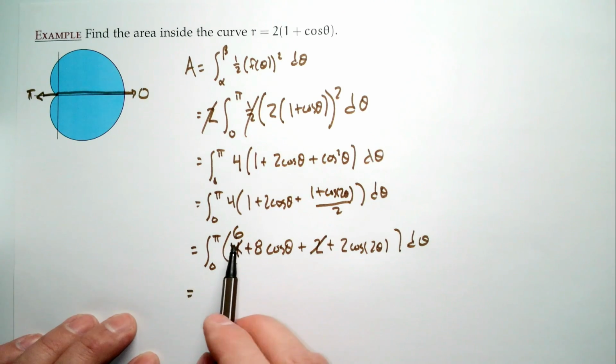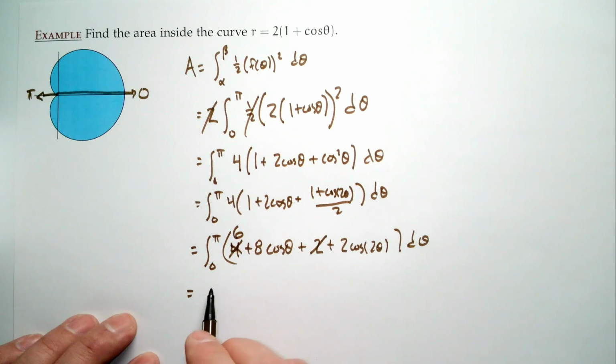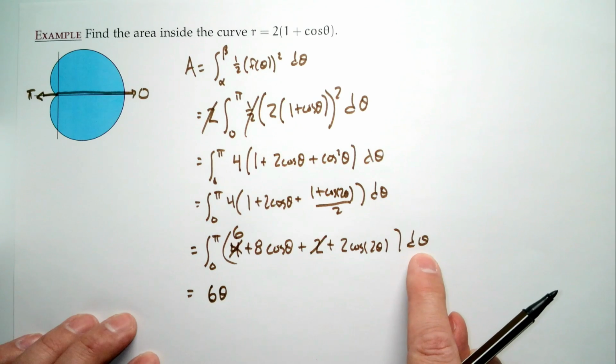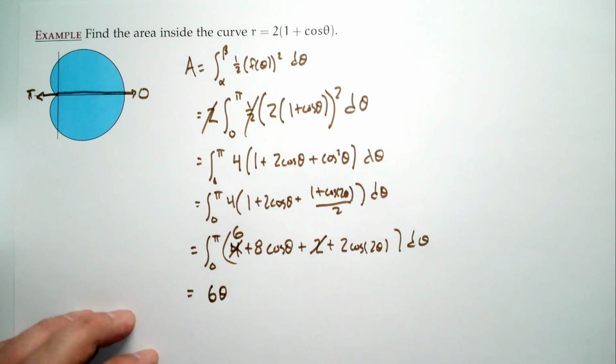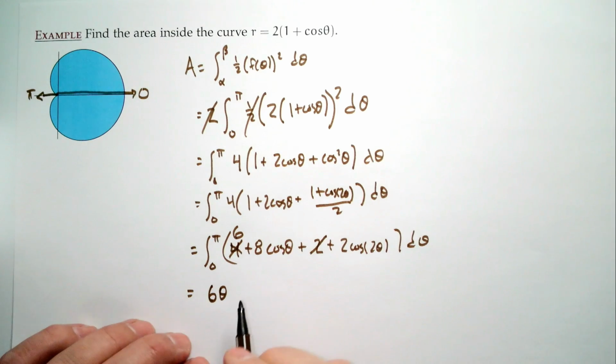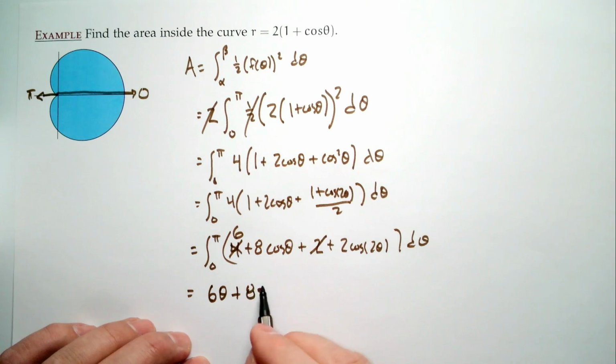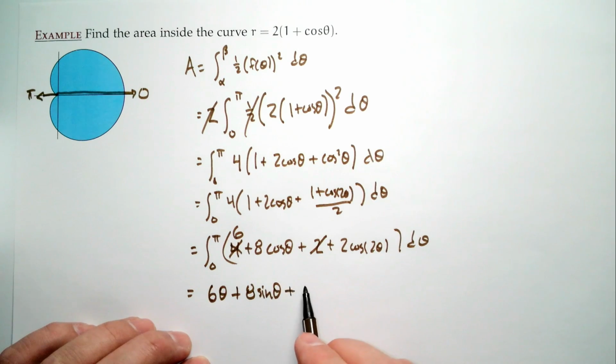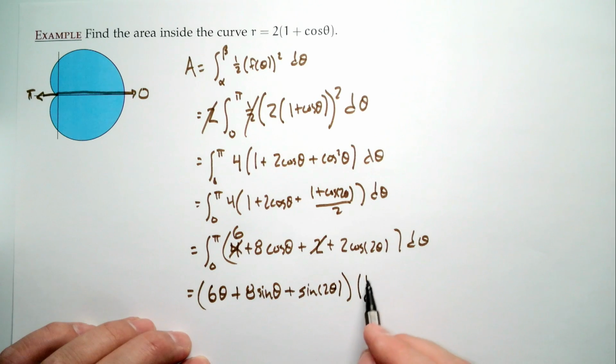The integral of 6? 6 theta. Good. And remember, it's 6 theta because we're integrating with respect to theta. That's what the d theta means. Integral of 8 cosine theta, 8 sine theta. Integral of 2 cosine 2 theta, sine of 2 theta. And then we're going to evaluate that from 0 to pi.